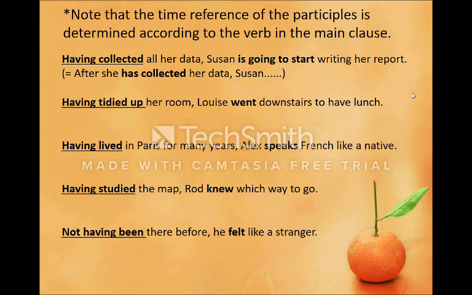Having tidied up her room, Louise went downstairs to have lunch. First, she tidied her room, then she went downstairs to have lunch. So I have to show this time difference. That's why I use a perfect participle. Actually, the main original sentence can be, after she had tidied up her room, Louise went downstairs.